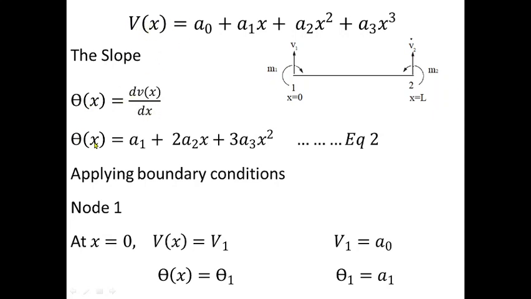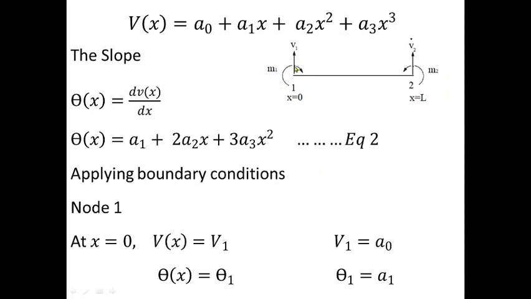Initially we considered the interpolation function, so differentiate this v of x with respect to x. You will get theta of x equal to: a0 is a constant, so that will be 0; a1x reduces to a1; a2x square reduces to 2a2x; a3x cube reduces to 3a3x square. We are differentiating with respect to x. Consider this as equation 2. Equation 1, equation 2.